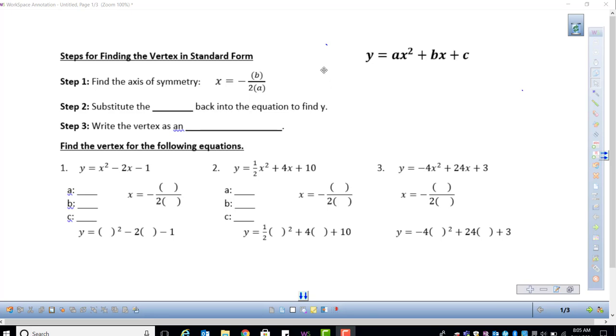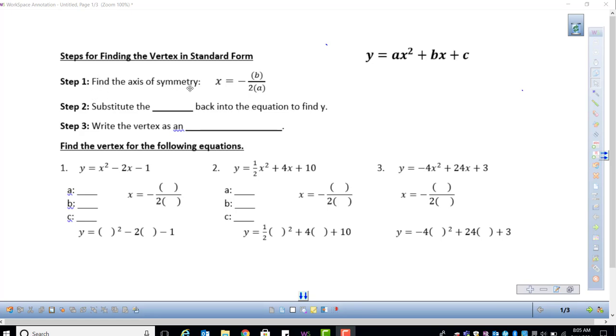Today we're going to talk about how to graph quadratics in standard form. Standard form is y equals ax squared plus bx plus c. To be able to graph in standard form, it's really important that we know how to find the vertex. So first we're going to focus on just finding the vertex. And there's 3 steps for that.